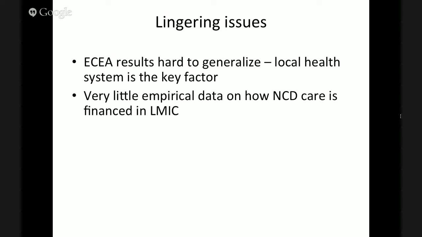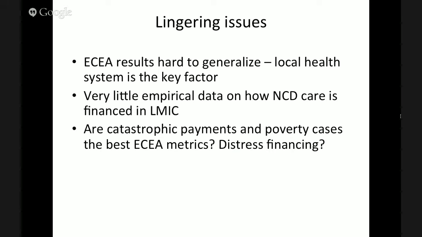There's very little empirical data on how NCD care is financed in low-income countries. We know a bit about out-of-pocket payments in Africa, but we don't know a lot about healthcare-seeking behavior, about demand for healthcare, or about how much individuals have to pay for certain types of care for certain NCDs in a lot of countries. So unfortunately there are a lot of assumptions that go into some of these models. We have metrics such as catastrophic health expenditures and poverty cases, but maybe there are other metrics that matter. Selling assets or borrowing money, maybe that's also important to people.